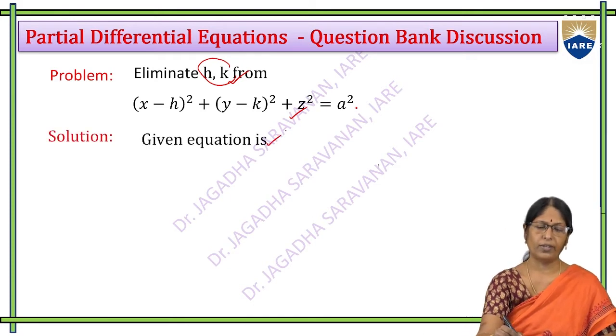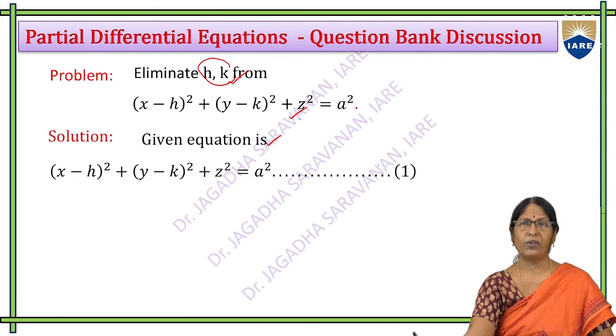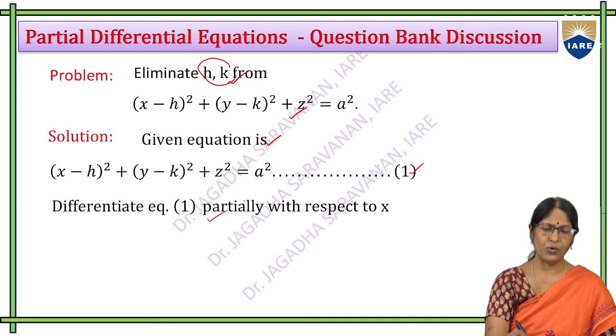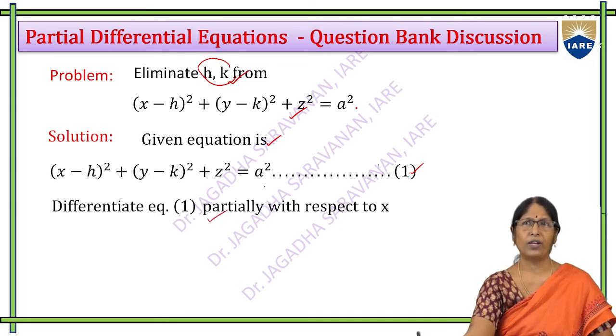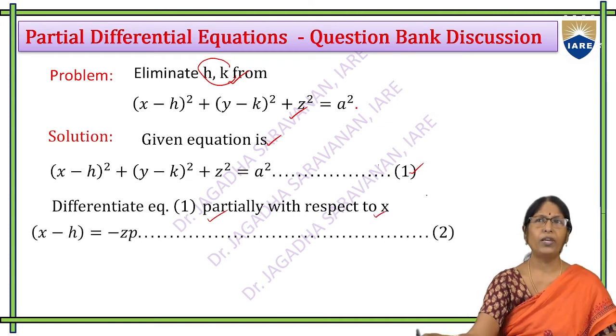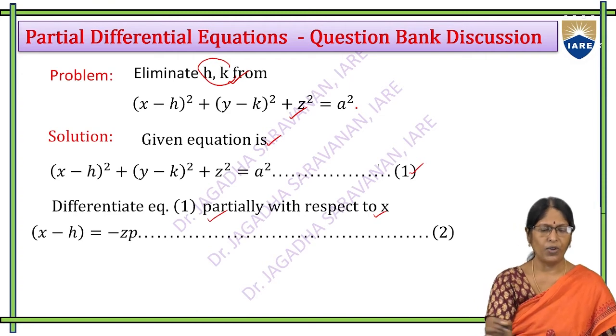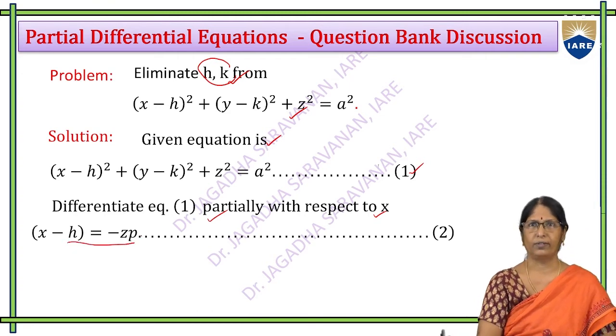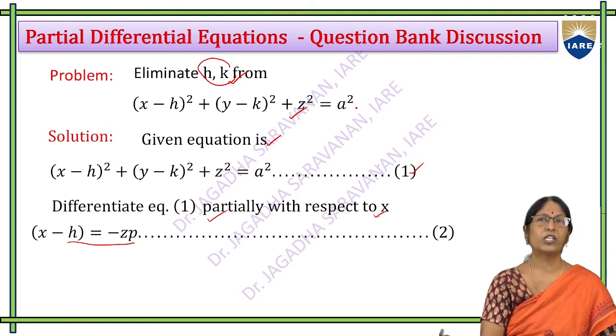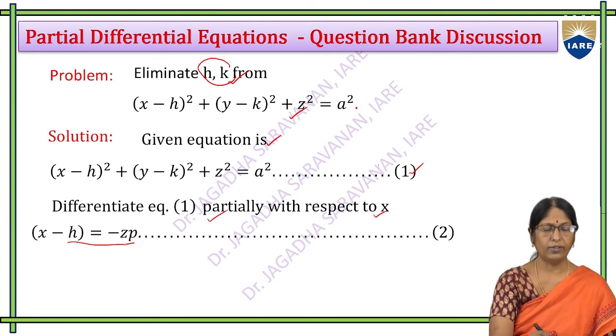First we write the given equation, which we name as 1. Differentiating equation 1 partially with respect to x first, we obtain this result. Step by step derivation won't be shown here. I already told you the important steps to reach the result, and that is only what we are discussing in this video lecture.